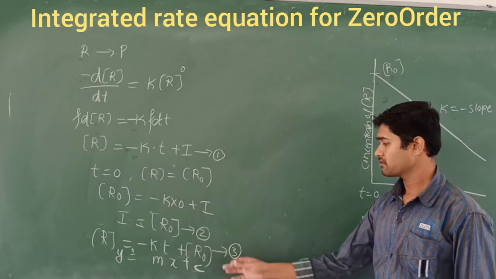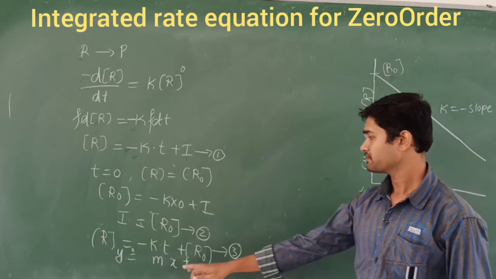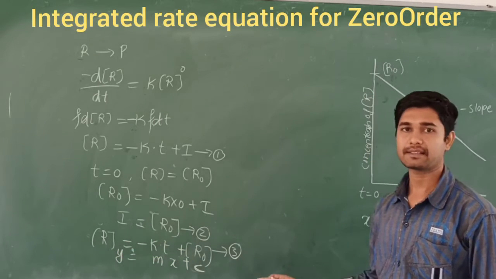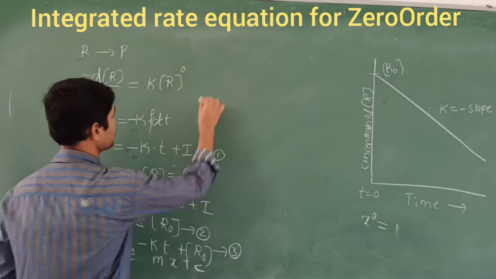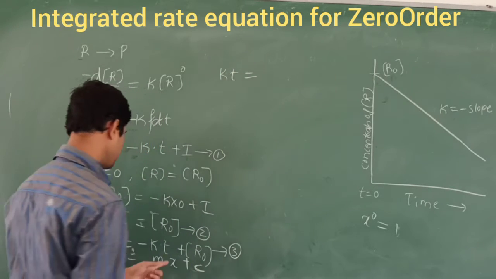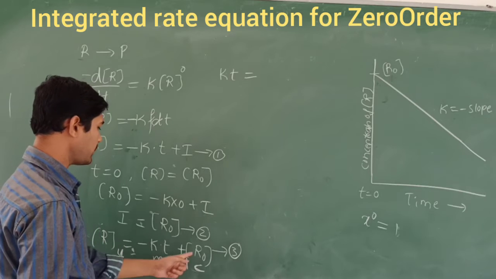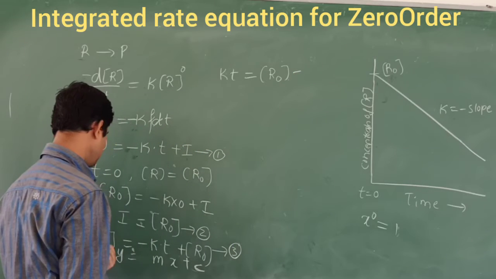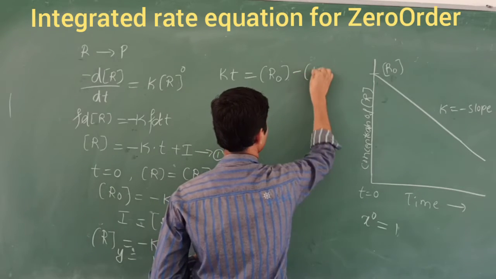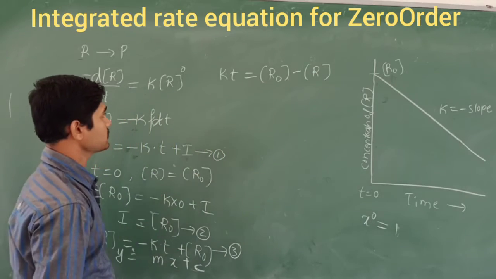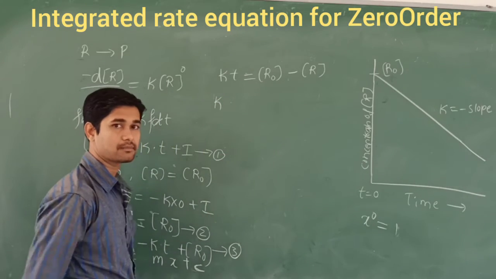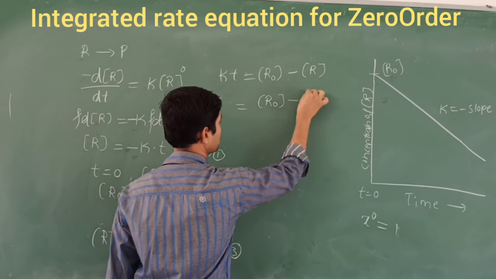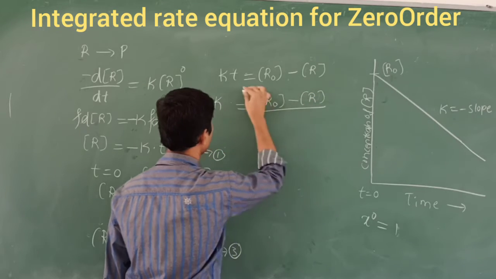Now I am going to rearrange equation 3. The minus kt I take to the left side, and the R I take to the right side. So minus kt becomes plus kt, equal to R0, and R comes to the other side: R0 minus the concentration of reactant R. Since K is the rate constant, K is equal to the initial concentration of the reactant R0 minus the concentration of the reactant R, divided by time t.